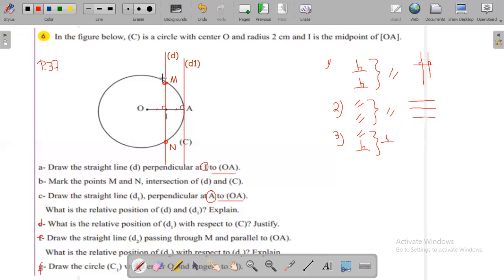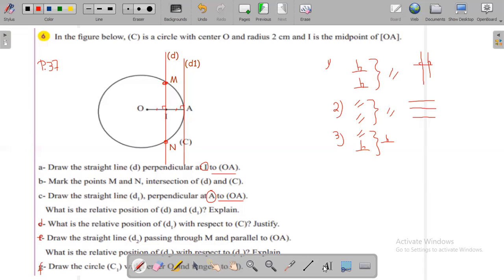Now, look, D and D1, they are parallel. So is it the first rule or the second rule? How do we know which rule? It is from the figure. We know from the figure whether it is like this figure or like this figure. It is like this figure, so it is the first rule. Look, D is perpendicular to OA and D1 is also perpendicular to OA. So the two straight lines are perpendicular to a third one, which is the same OA. So it is the first rule.